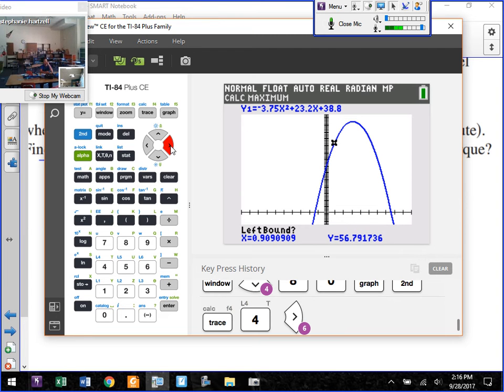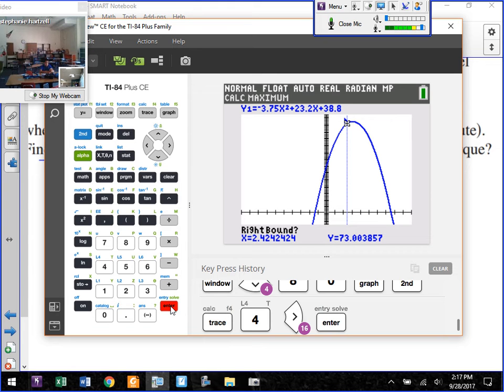Don't go too fast, because sometimes it takes a second for it to catch up. There's a little bit of lag. It's just close enough. And now, once you're close enough to the peak that you believe you want to be, hit enter. And now it changed. See how it put up that X dotted line? The line that's not there, but it's there?